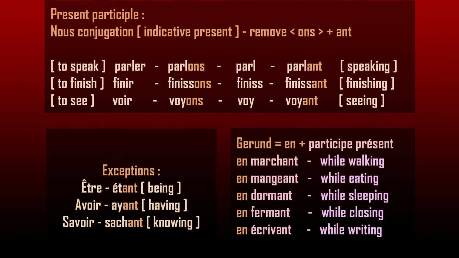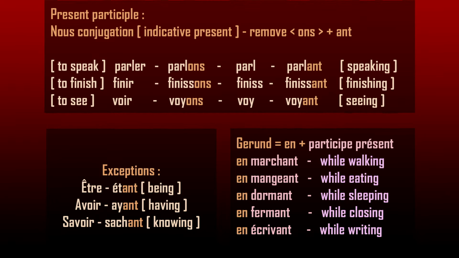We have three verbs that do not follow this pattern of making the present participle. One is être. Être takes E acute accent T, A-N-T. That's the present participle, being. Être is to be, étant is being. Next exception, avoir, ayant, A-Y-A-N-T, having. Savoir, to know, sachant, knowing. These three verbs are the exceptions in the making of the present participle.